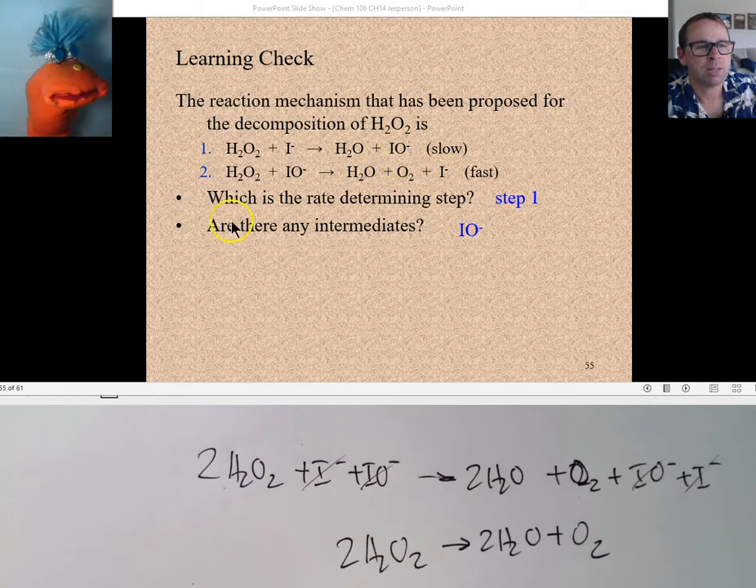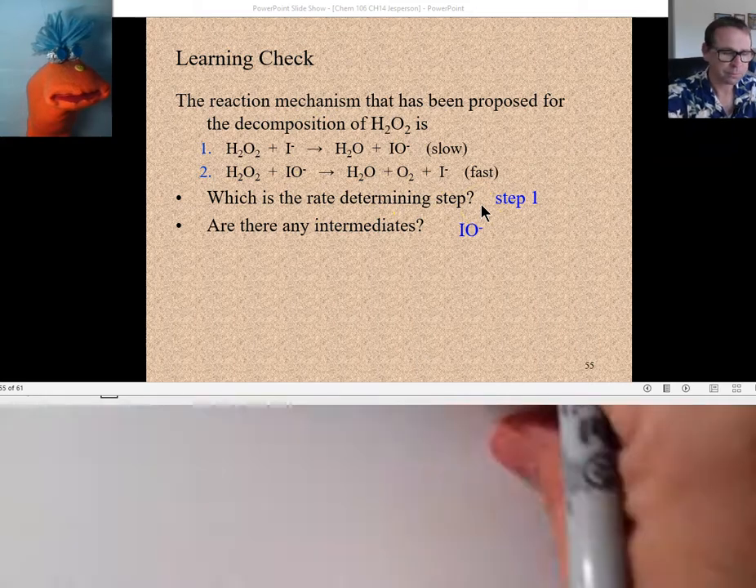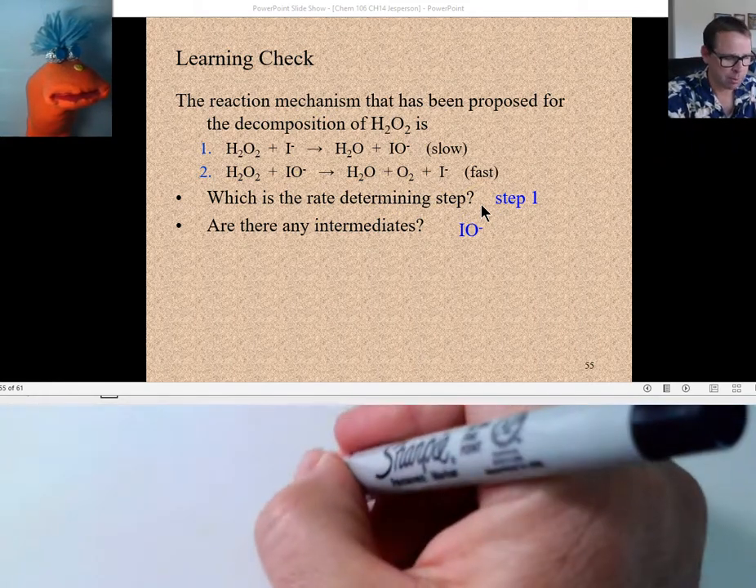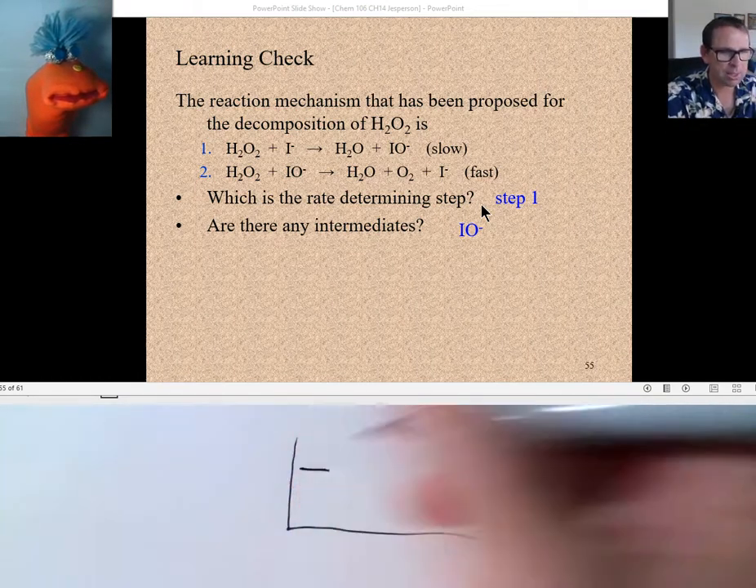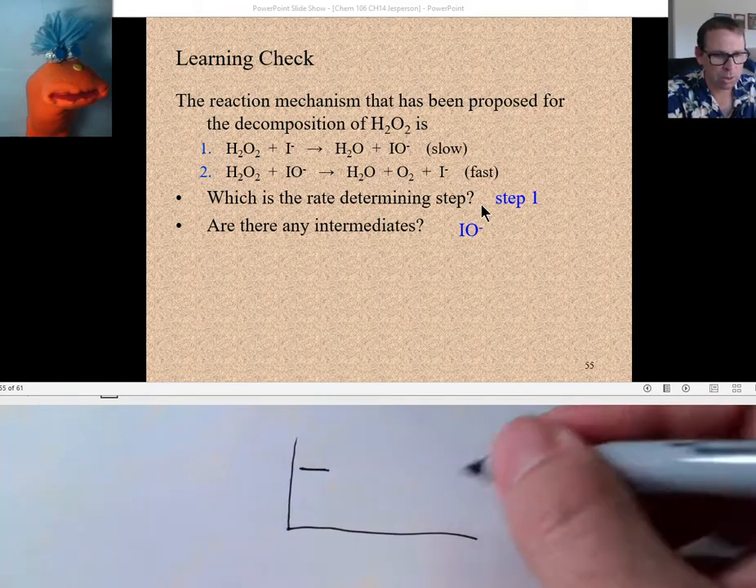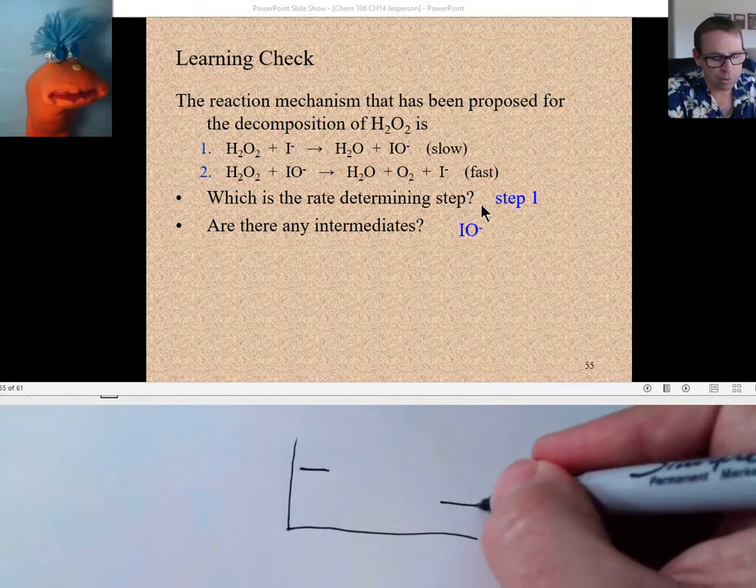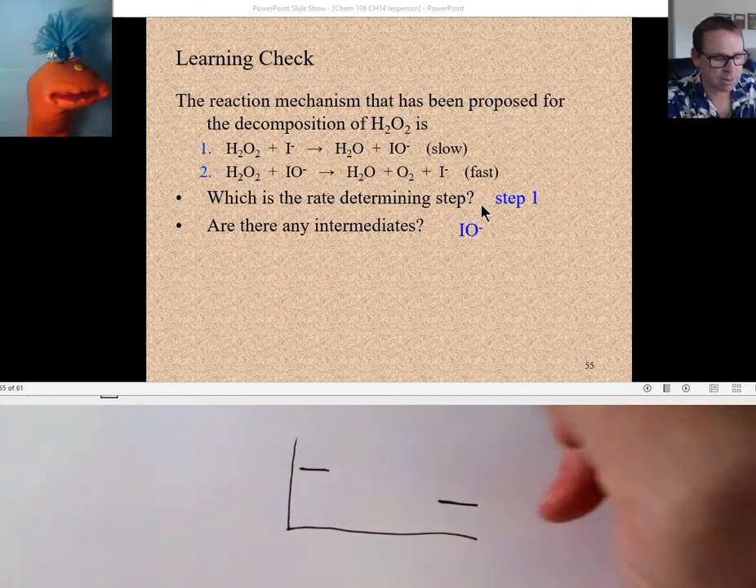And we didn't address this directly, but the slow step has the greater activation energy and therefore is going to be the rate determining step. In this energy diagram, if we were to draw the energy diagram for this reaction, we have the energy for our reactants. We don't know if the products are higher or lower. I mean, I actually do know because of experience, but it doesn't matter in this case.